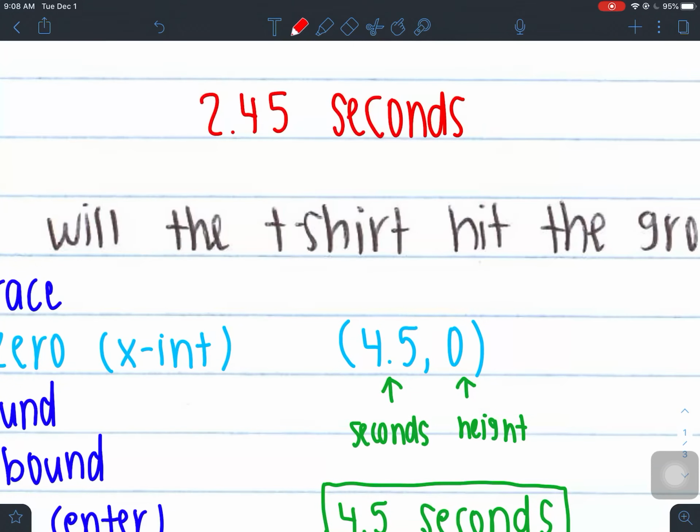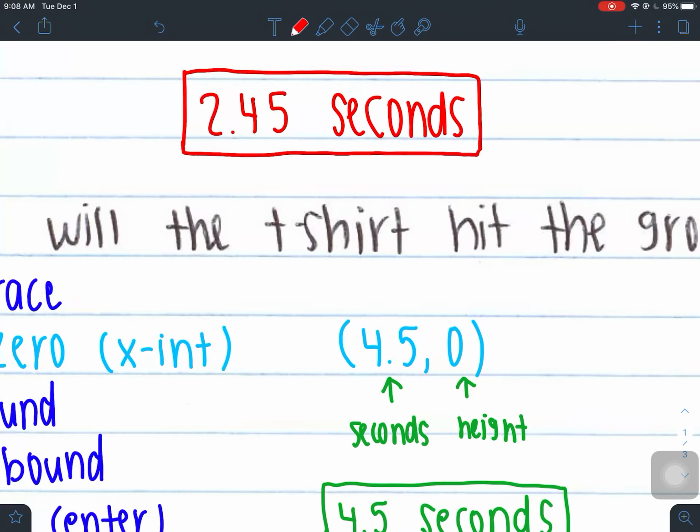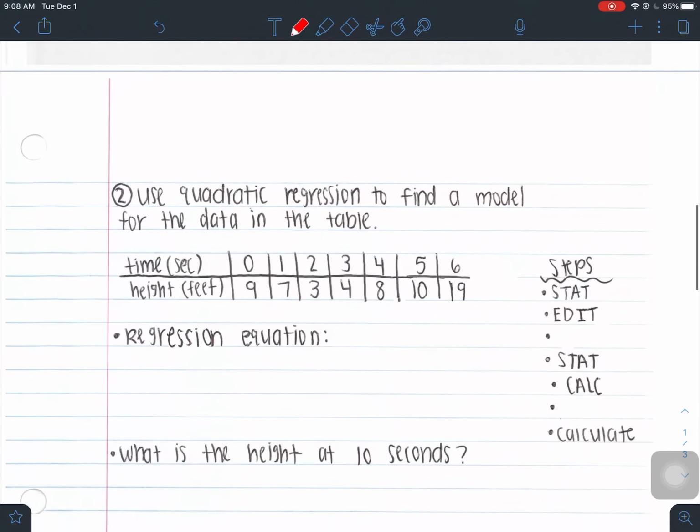And I forgot to box my answer here, so it's going to bother me. So let me do that real quick. All right, so that's how you would do one of those problems. You're going to have a couple of those on homework.